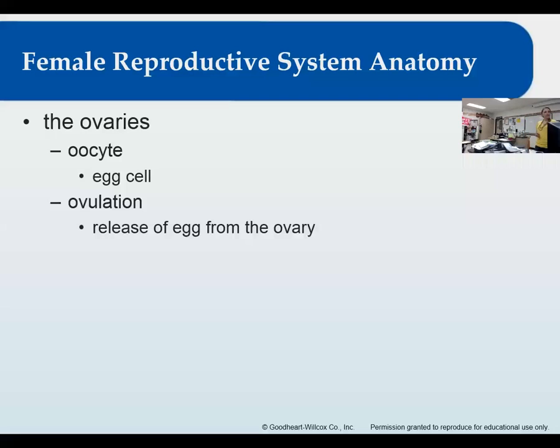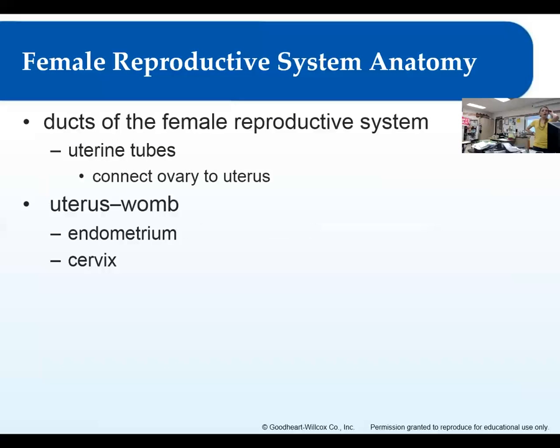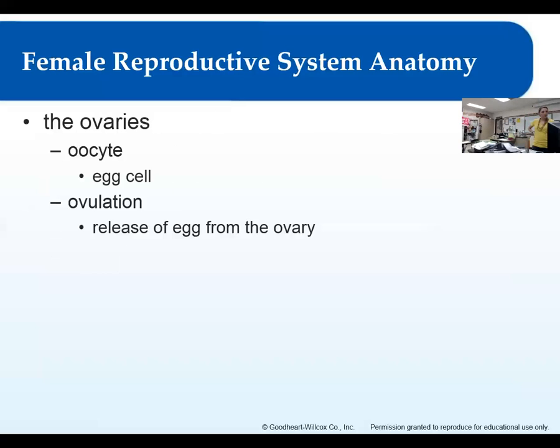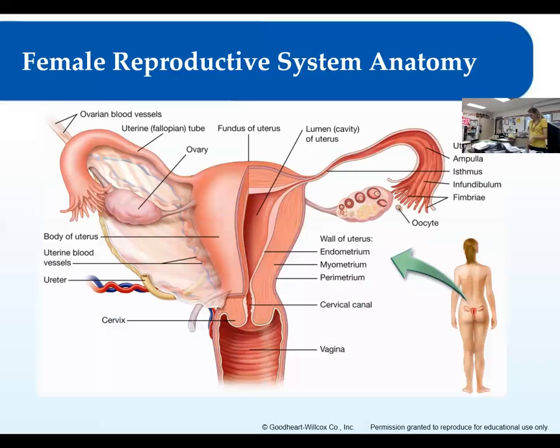A few things. Ovaries, like I said, the oocytes are the egg cells. Ovulation is the process of an egg being released from the ovary. This happens approximately once a month, and we're going to talk about that in a little bit too. A mature egg is released about once a month. All right, so ducts that are in the female reproductive system. Let's go up to this picture and we'll go through here as we go.